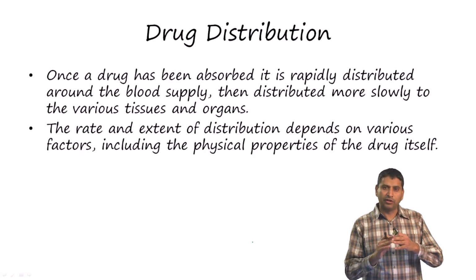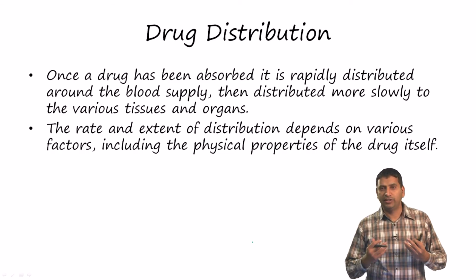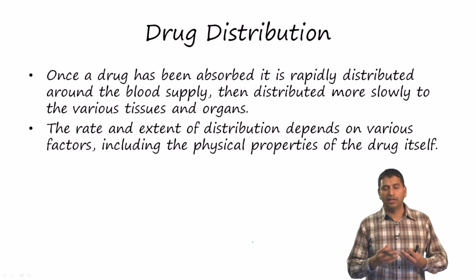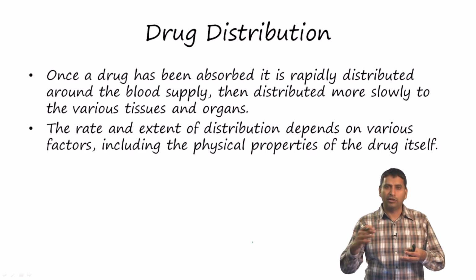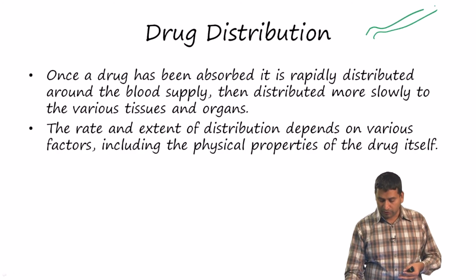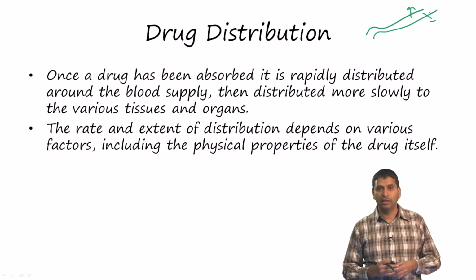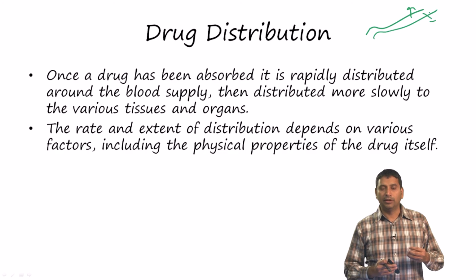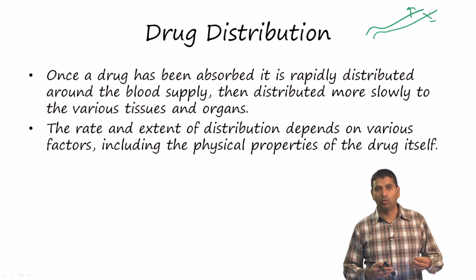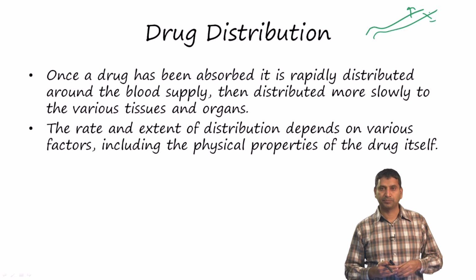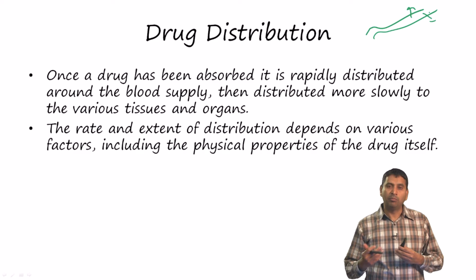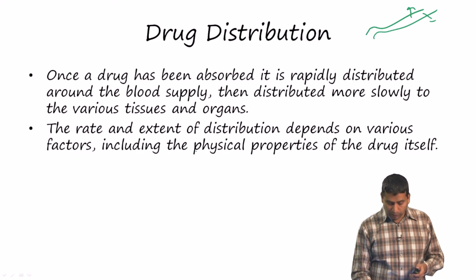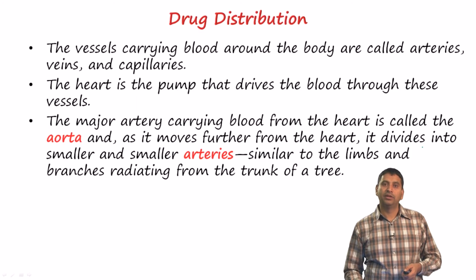The next concept is drug distribution. We have already seen that once the drug is absorbed, it is taken around by the blood supply, and wherever the blood supply is present, it is going to perhaps cross this and go out. So, the distribution is quite slow towards various tissues and organs. The rate and extent of distribution depends on a number of factors, which include the physical properties of the drug itself. So, let us look at that.